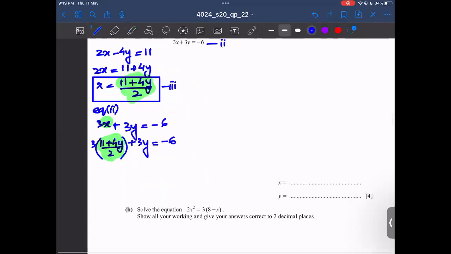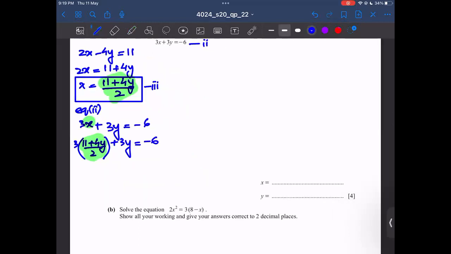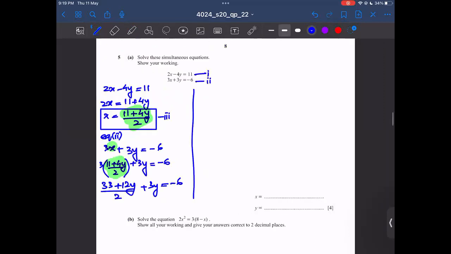I put the value of x here. Now I'm going to multiply this 3 with the 11 and 4, not with the 2. It becomes 33 plus 12y, and it is only multiplied with the numerator. Now I'm going to take the LCM on the left hand side. It becomes 33 plus 12y plus 6y upon 2. How do I get the 6y? By taking the LCM.